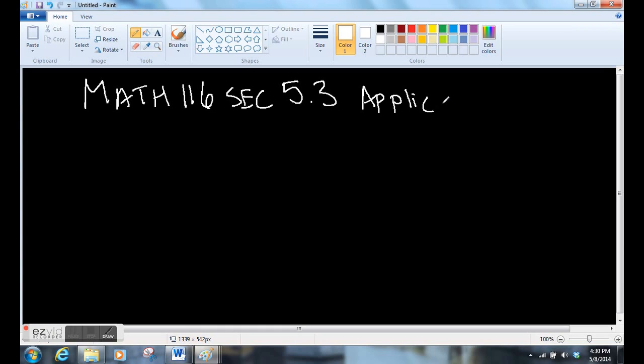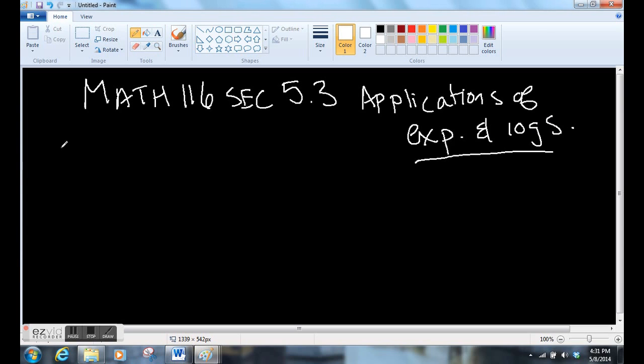Hey there kids, this is Math 116, section 5.3, applications of exponential functions and logs. Exponential functions and logarithmic functions. So now we're doing a little bit more of the same. There's more applications and more solve for x types of problems, so you can increase your familiarity with logs and exponents. So this is question number 5 on page something.